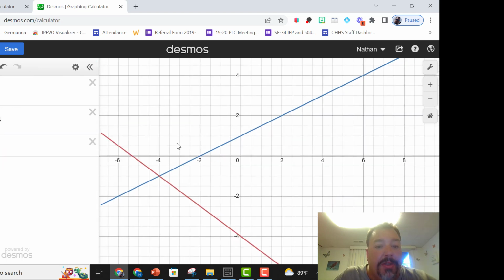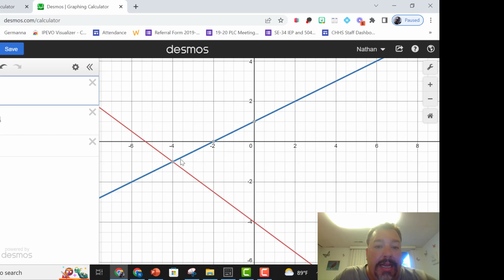And it's showing us both equations. And if we click on it, it will even show us where they cross. So Desmos will automatically find the intersection point. And if you click on it, it will label it for you. So we have a solution of -4, -1.